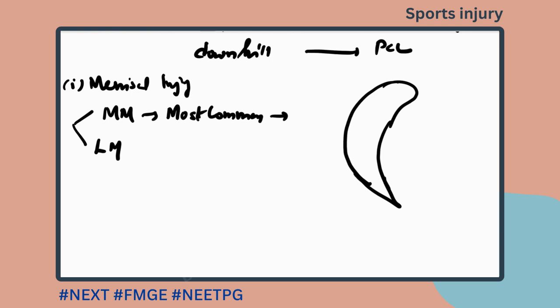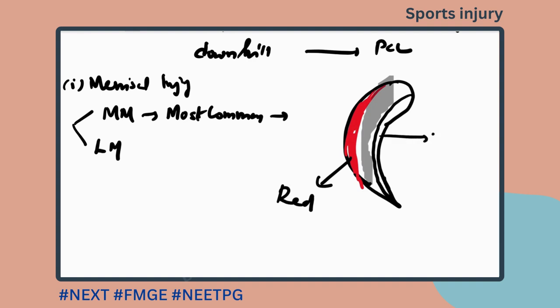It has got three zones in it. The outer zone is called the red zone. The inner zone is called the white zone, and in between it is the gray zone. So medial meniscus or lateral meniscus, both of them have got three zones in them. The outer zone is the red zone, this is the white zone, and this is the gray zone.